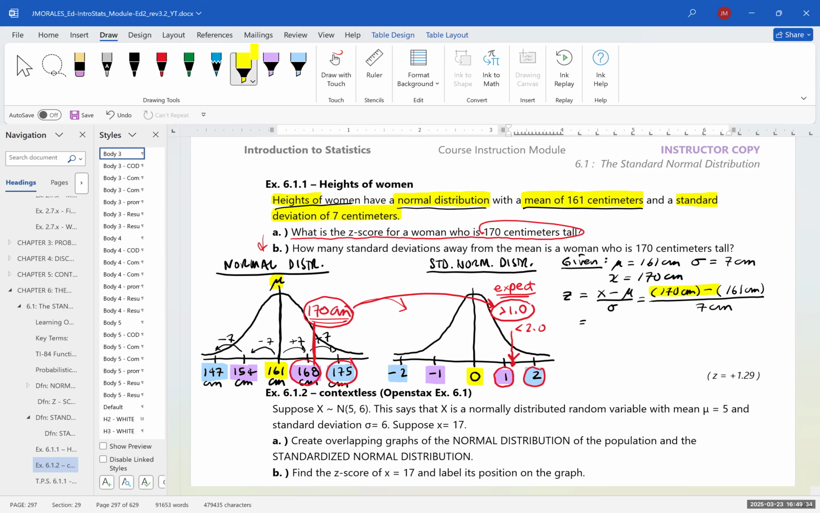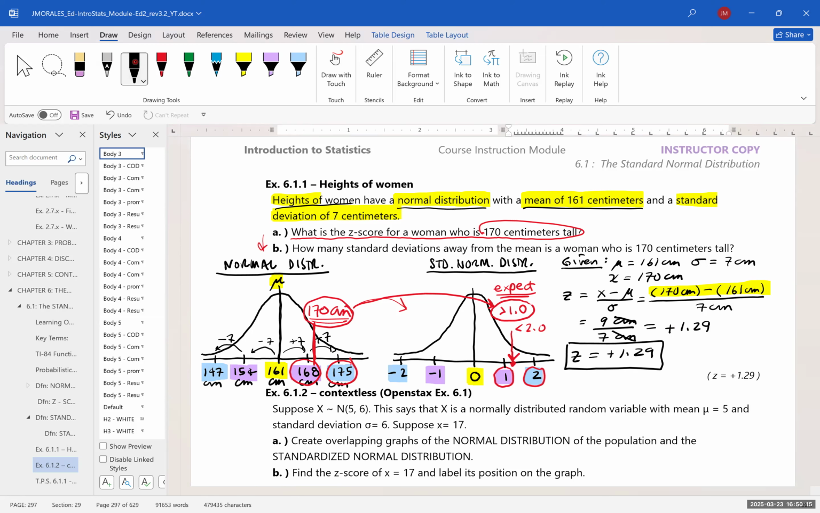Now, if we just worry about the numerator first, 170 centimeters minus 161 should give us 9 centimeters. And that's going to be over 7 centimeters. Notice that the units now cancel, giving us a unitless number. And 9 divided by 7 gives us approximately a positive 1.29. So we get a z-score of positive 1.29.